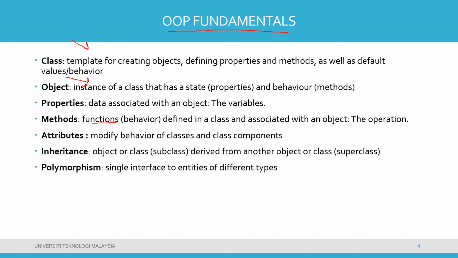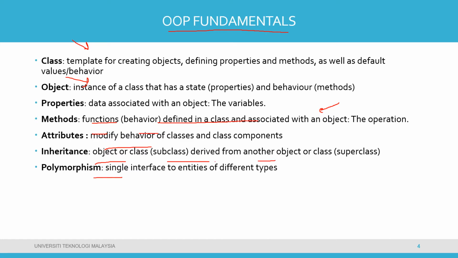Properties are the data associated with an object, basically the variables. Then a method, also known as a function or behavior, is the operation associated with the class. Attributes modify the behavior of classes and class components.